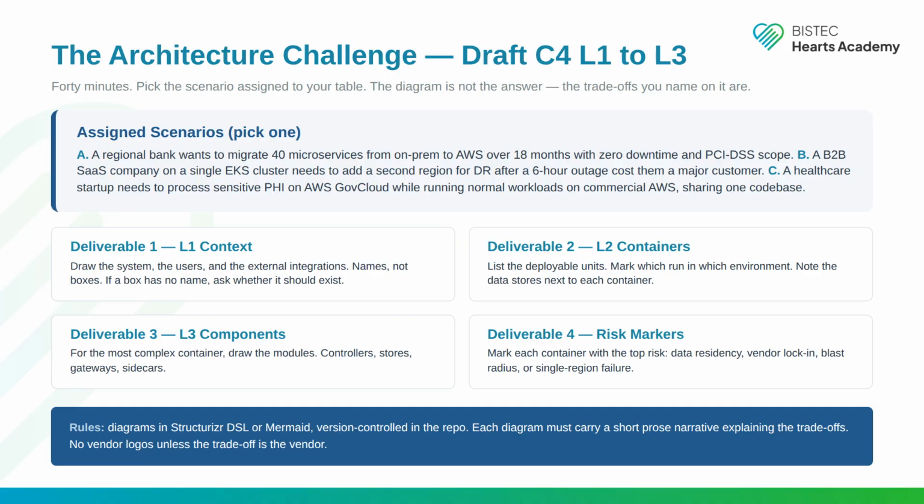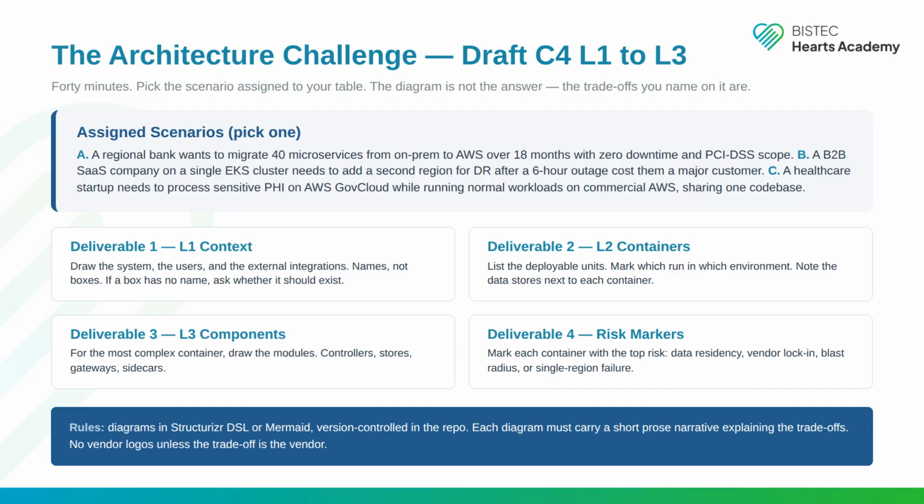Scenario B, a B2B SaaS company on a single EKS cluster needs to add a second region for DR after a 6-hour outage cost them a major customer. The constraint is asymmetric. They want reads in both regions but writes in one. RPO and RTO matter more than the architecture itself.